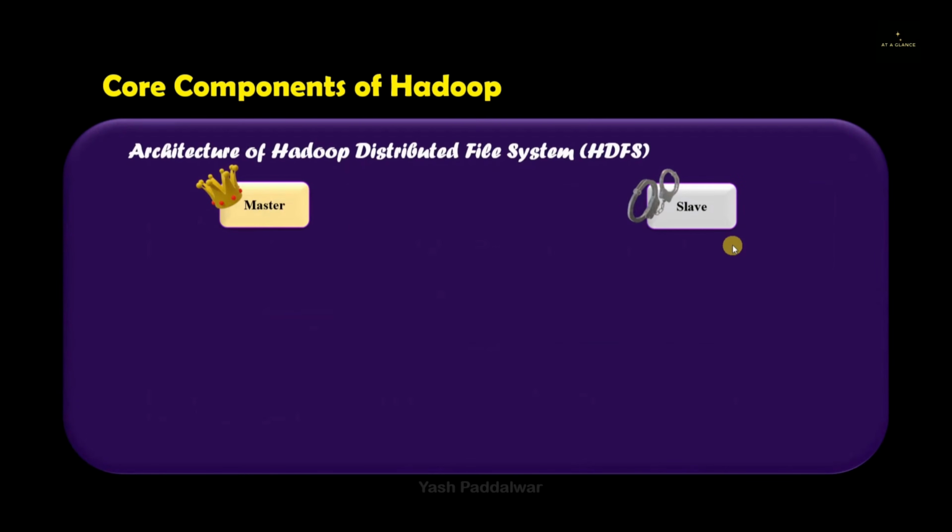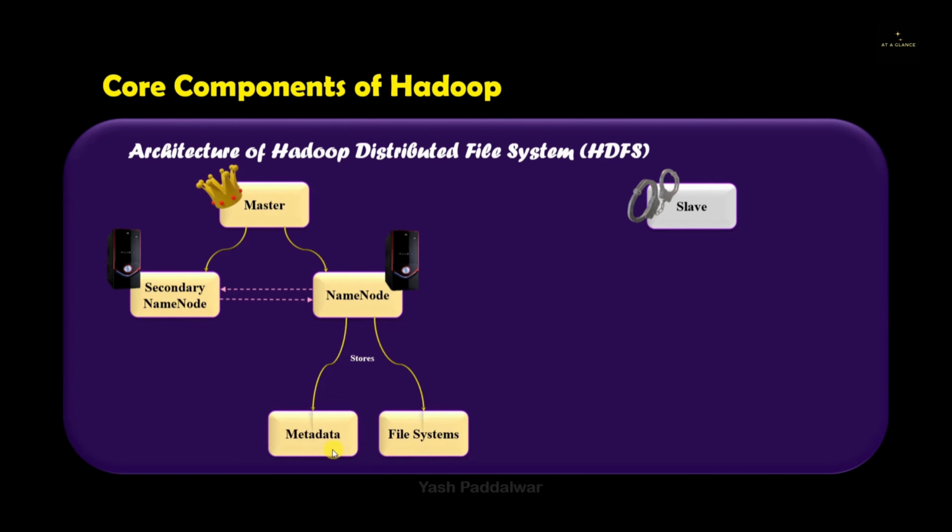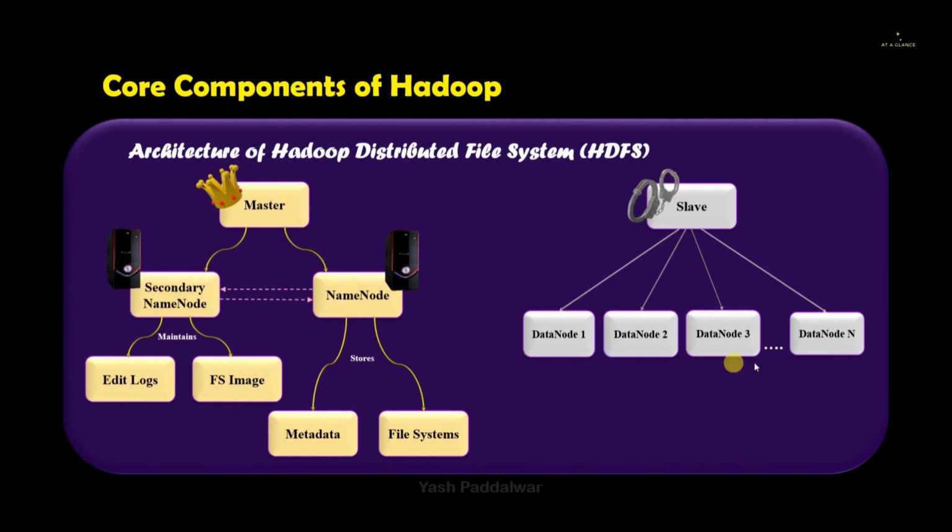HDFS follows a master-slave architecture. First we will see the master part and then we will come to the slave part. Inside the master part, we have 2 components: the NameNode, which is also called the heart of HDFS, and then we have the secondary node. Note that these two go hand in hand. If we come to the NameNode part, it stores 2 things. First it stores the file system and then it stores the metadata. We will look into it in detail in the further slides. Next, when we come to the secondary node, it maintains 2 things: the edit logs and the FS image.